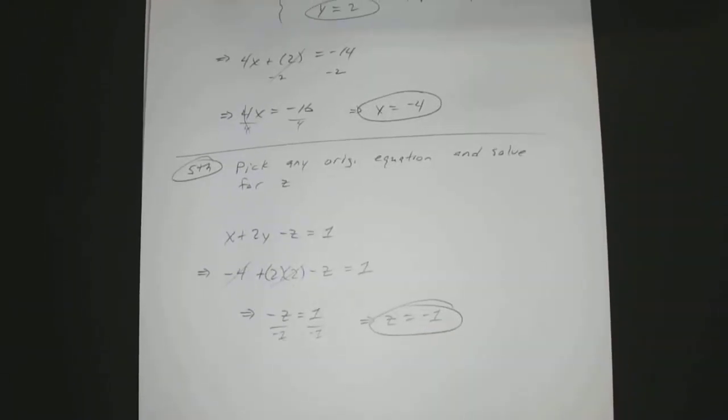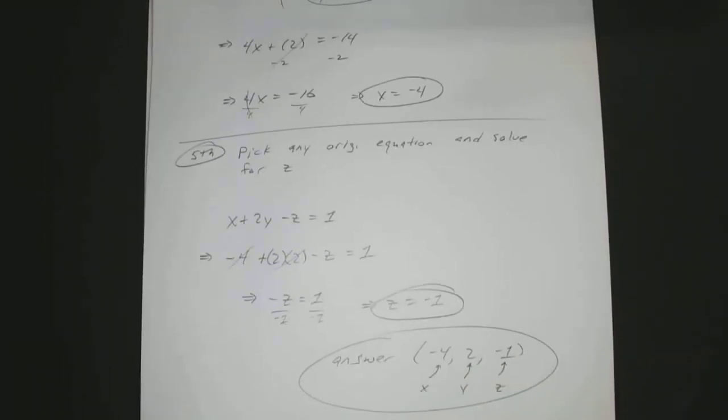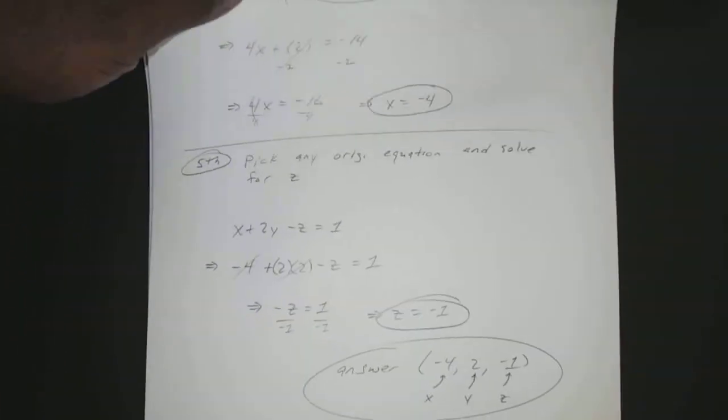And again, you can check it if you want to. Okay, so your answer is negative 4, 2, and negative 1. It's just your x, y, and z.